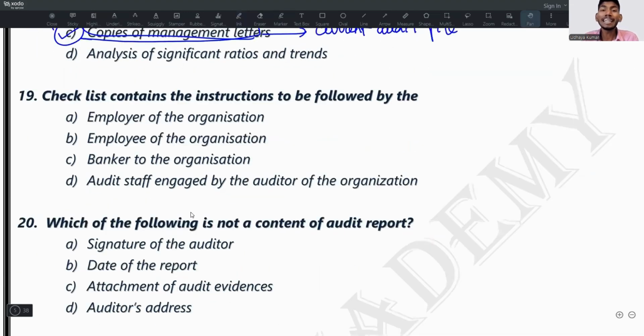Question number 19. Checklist contains the instructions to be followed by whom? You might have heard this term checklist. We have discussed it under the techniques for evaluating internal control system. What are the techniques? Narrative records, checklist, flowchart, internal control questionnaire method. So under this checklist, who follows the instructions? Audit staff. The audit staff will perform this internal check. He will have the checklist, engage with the department, and tick the checklist. So it is done by the audit staff engaged by the auditor of the organization.